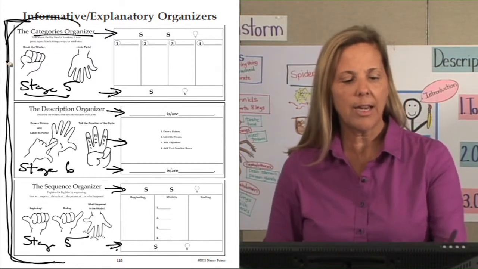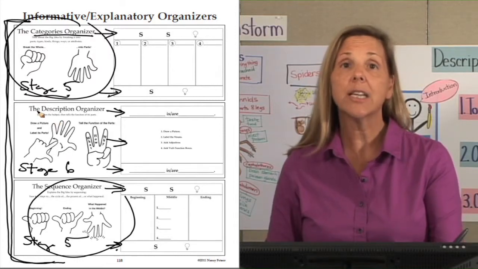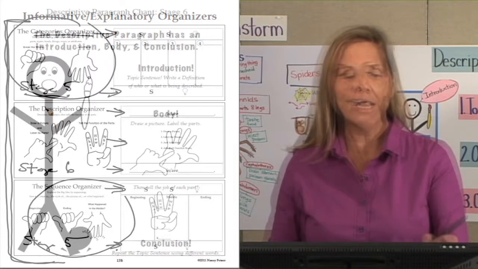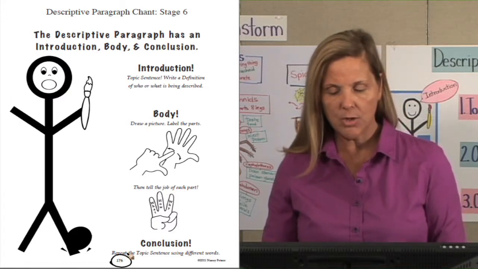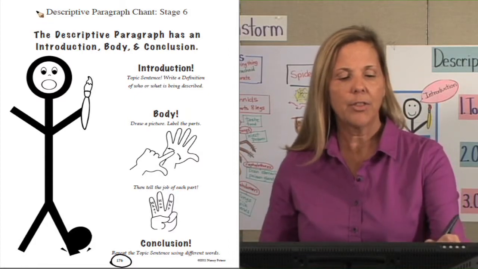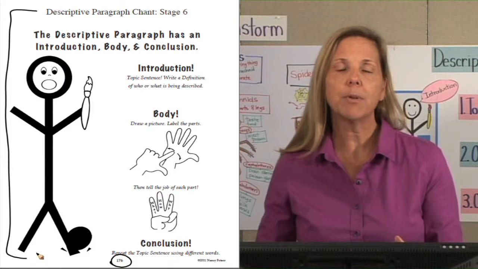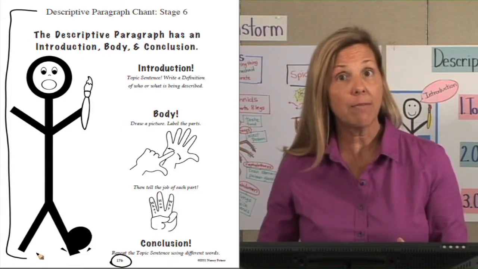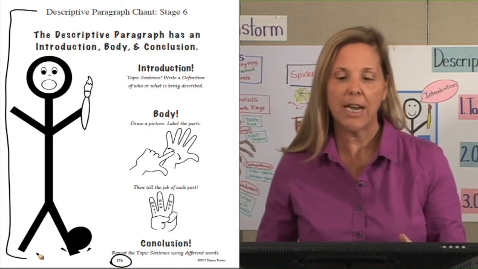Stage 5 focuses on the categories and the sequence, while stage 6 is going to work on the description. Stage 6 lesson pages begin on page 176. Now let's review all the pages in this section. On this page is our chant. We will introduce descriptive writing and that paragraph format to the children using this descriptive paragraph chant.